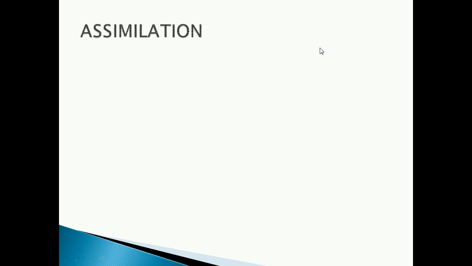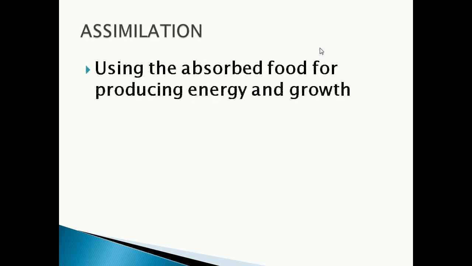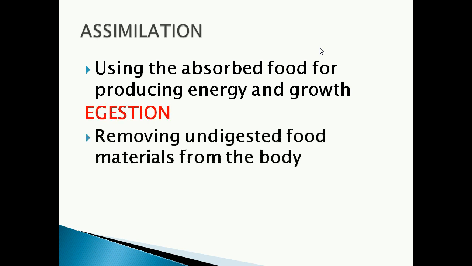So what is meant by assimilation? The process of using the absorbed food materials for producing energy and growth. So after digestion, the food has to be taken into the cells of the body with the help of blood. Yes, that is absorption. After this, it has to be used by the cells of the body for producing energy and growth. That process is called what? Assimilation.